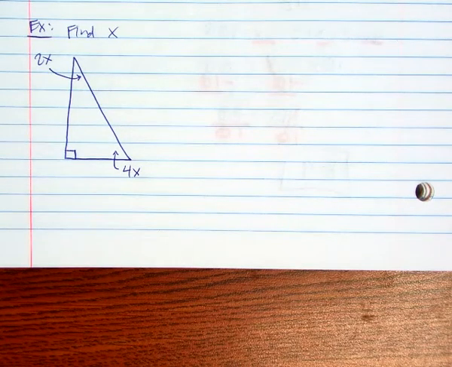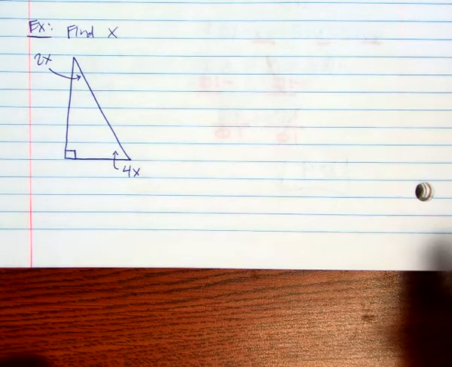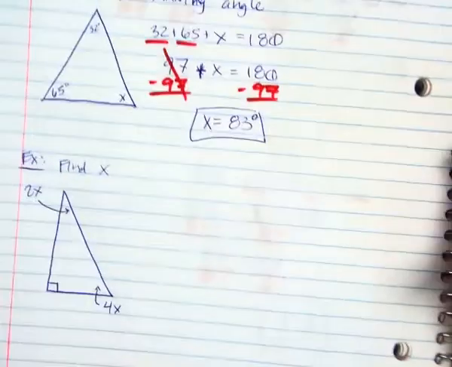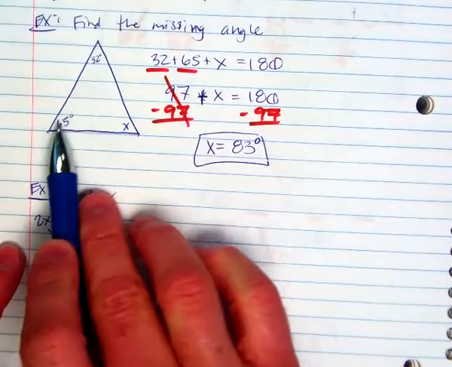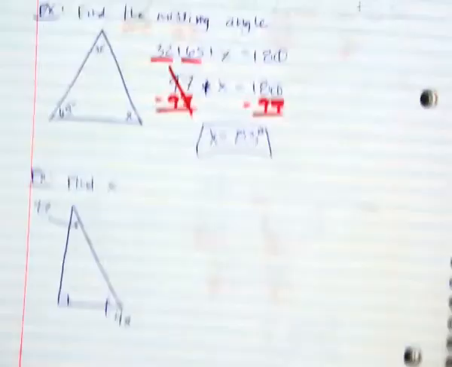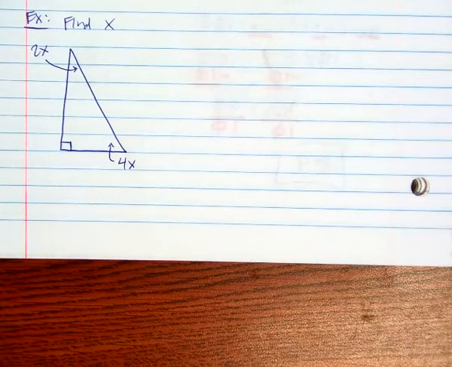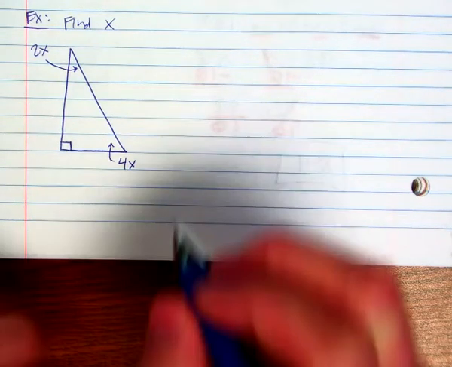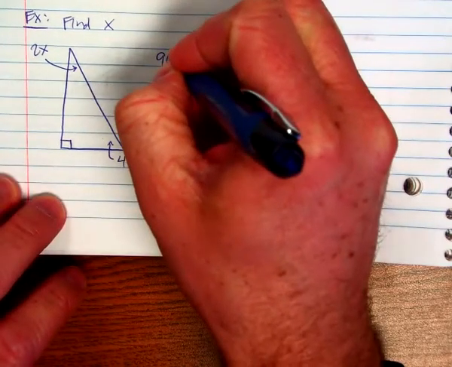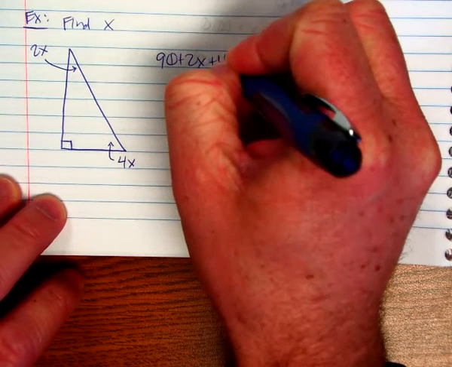Can someone give me an idea of what the equation would look like for this? What would I do to find out what x is going to be? In the last one, we added 32 plus 65 plus x equals 180. So who has an idea what's it going to look like for this one? It'll be similar, but something's going to be slightly different. Savannah? 90 plus 2x plus 4x equals 180.